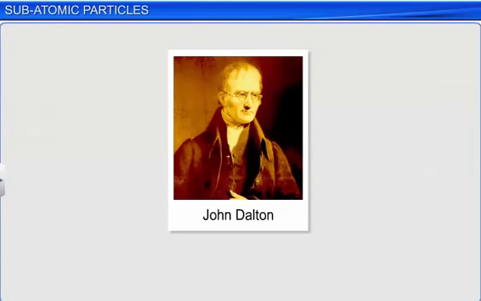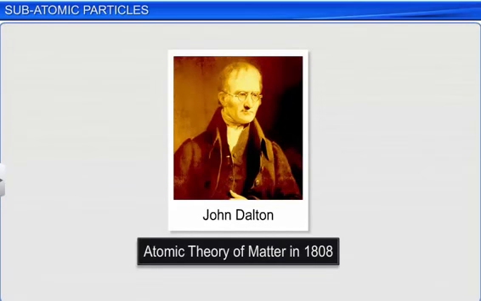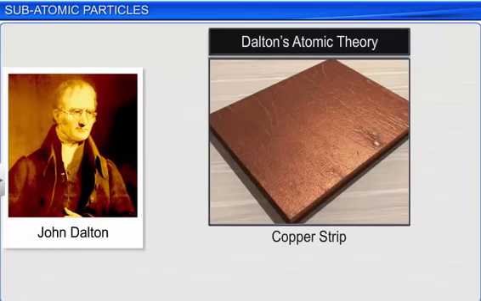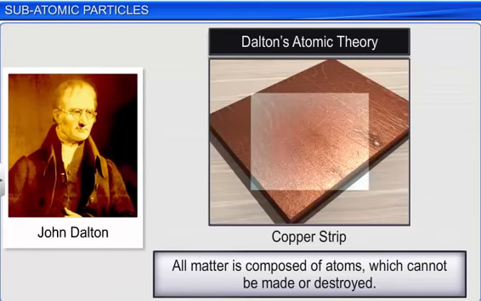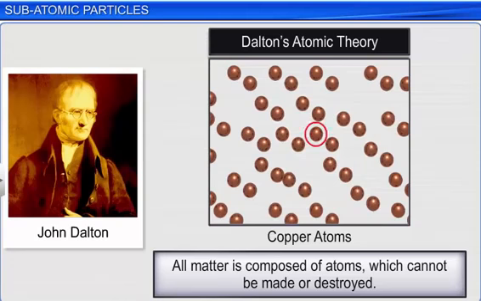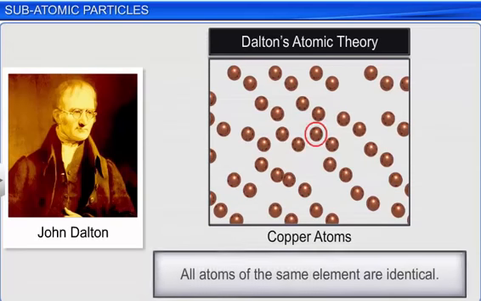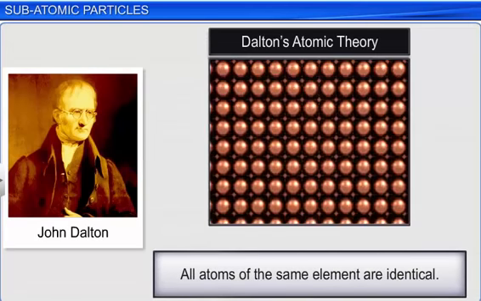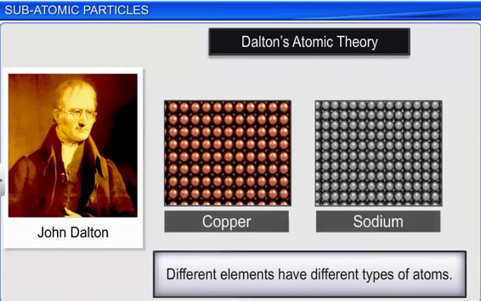John Dalton proposed the atomic theory of matter in 1808. Dalton proposed that atom is the ultimate particle of matter. This theory is called Dalton's atomic theory. It postulates that all matter is composed of atoms that cannot be made or destroyed. All atoms of the same element are identical. Different elements have different types of atoms.